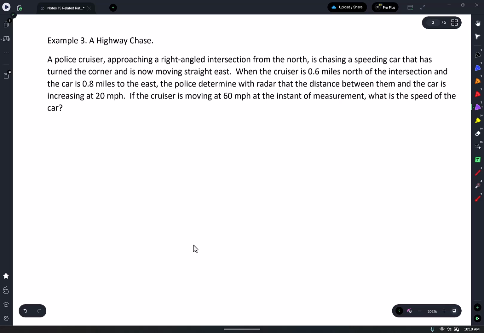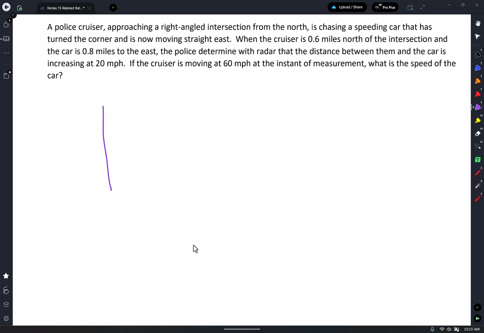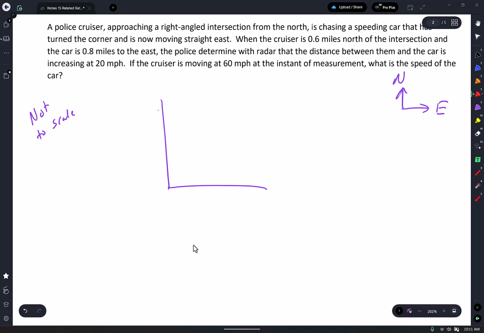So creating a model. They told me I'm at a right-angled intersection. So here's my right-angled intersection. I'm going to put not to scale. Not to scale. North is this way. East is that way. So here's my police cruiser. Here's the good guy, well, assuming. And here is the bad guy. Are we still okay?